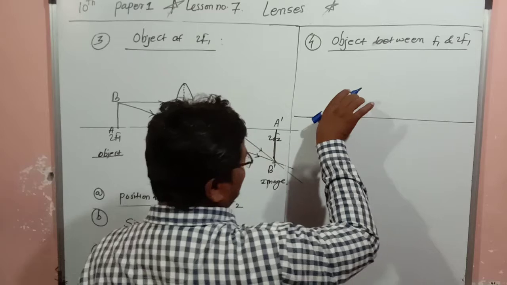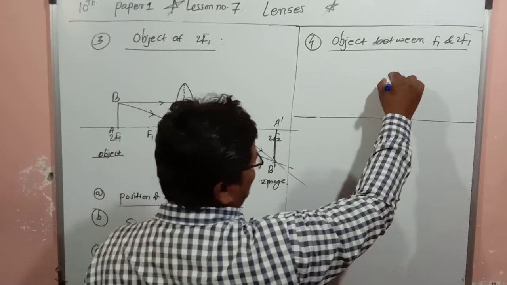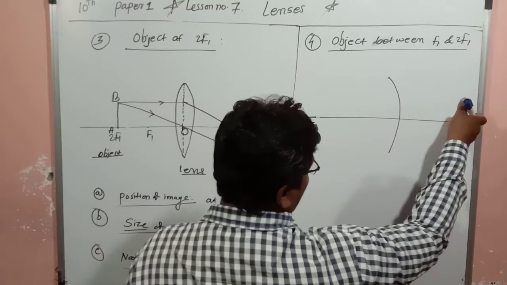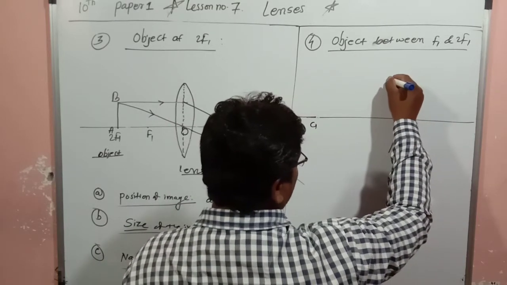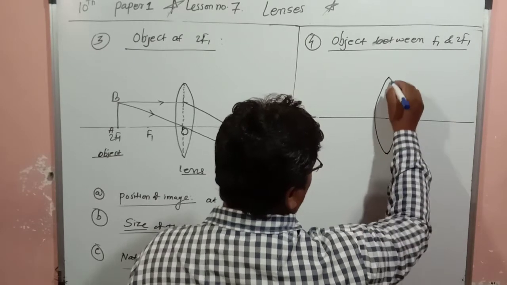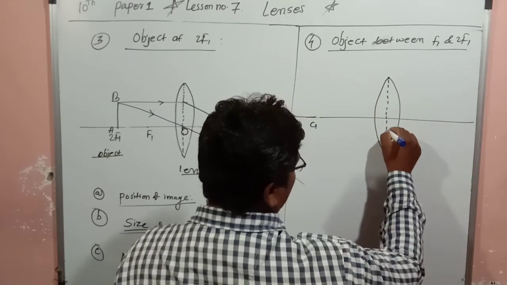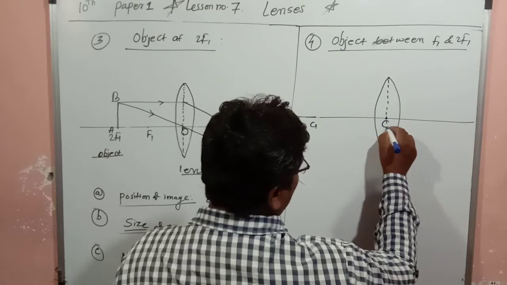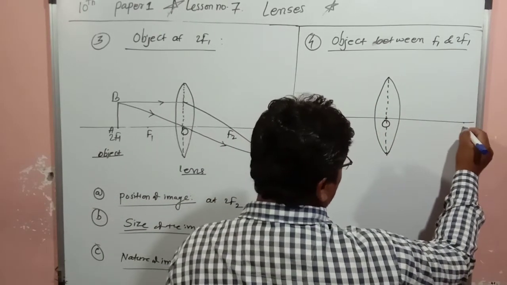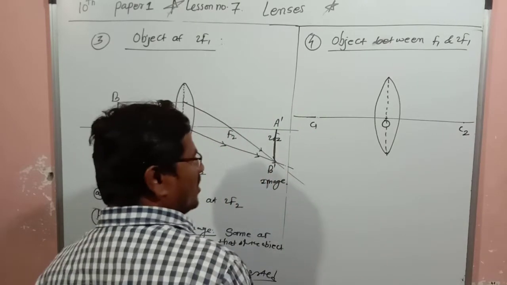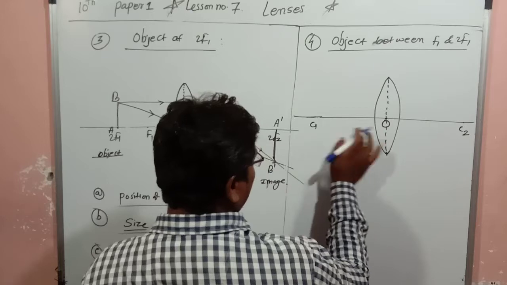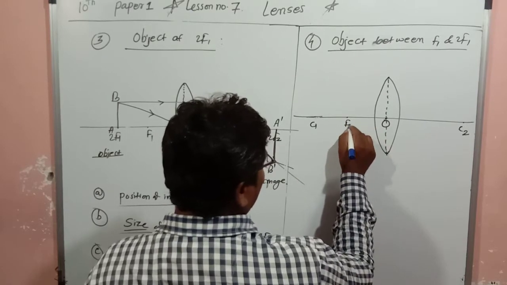Then you take some distance in your compass, draw one arc. Here will be your C1. Take another distance in the compass and then draw another arc and join these two points. Then here will be your optical center, and from where you are drawing the arc, there will be your C2. But we know the focus will be the exact midpoint of C1 and O. That means here will be F1.